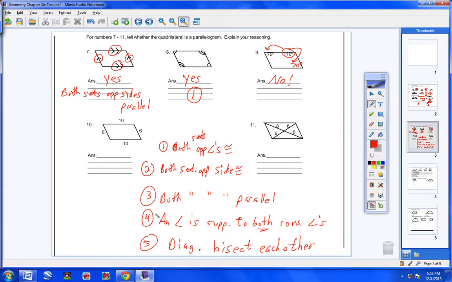So if you want to use the supplementary reason, you must have 3 angles, and the middle angle must be supplementary to the 2 outside angles. Okay, that's the only way that's going to work.